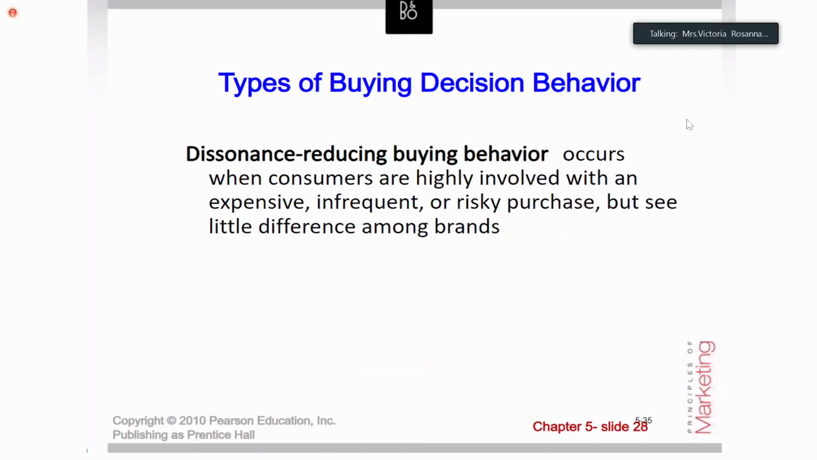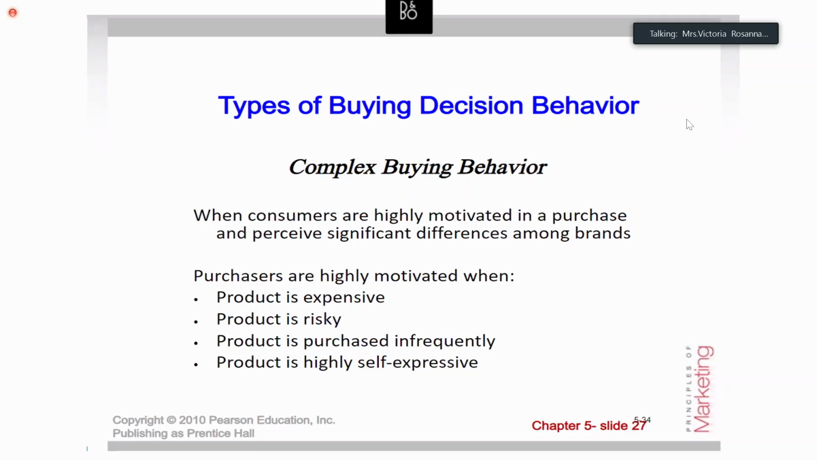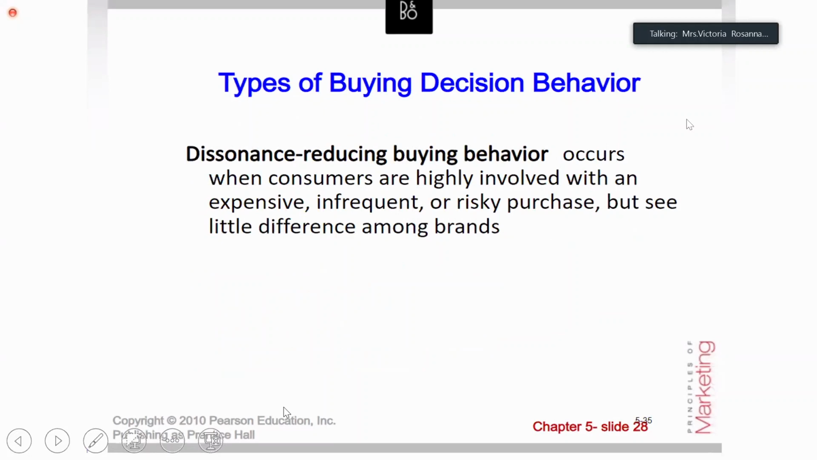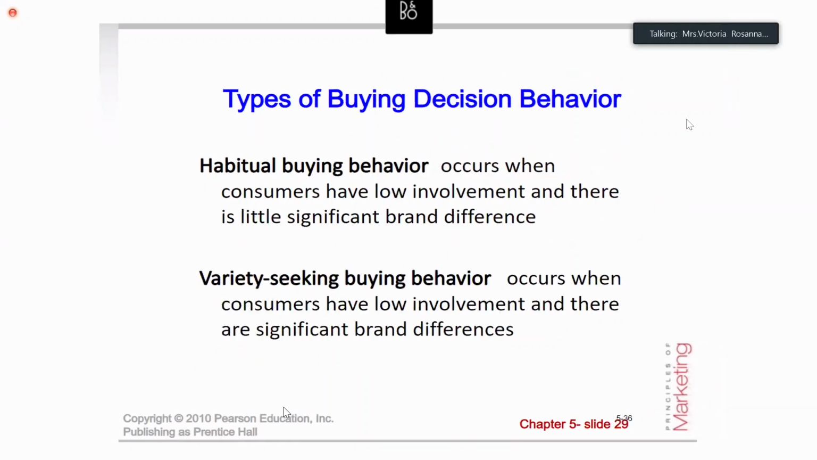Dissonance reducing behavior, when people are highly involved with an expensive, infrequent, risky purchase, but they see little differences among the brands, right? So the same character will be reflected on that one side. On that one side, you have two behaviors. So the same situation or the same circumstances will be reflected here also, but they are not finding much difference in the brands. Habitual, right? Lower involvement.